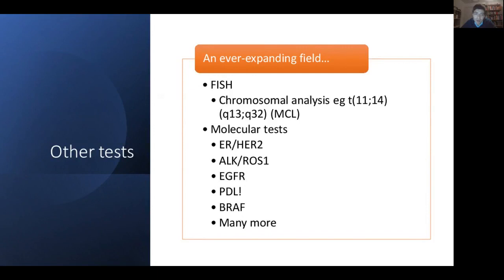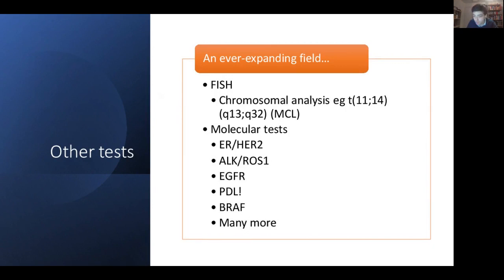Other tests available, well, it's an ever-expanding field. FISH, fluorescence in situ hybridization, is useful for chromosomal analysis. So if you're trying to subtype a particular cancer, so here, as an example, a mantle cell lymphoma characteristically has the t(11;14)(q13;q32) snappily named translocation, which is a hallmark of mantle cell lymphoma. FISH in that case is going to be a clincher of a diagnosis.